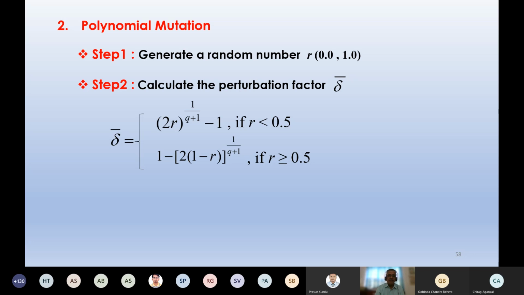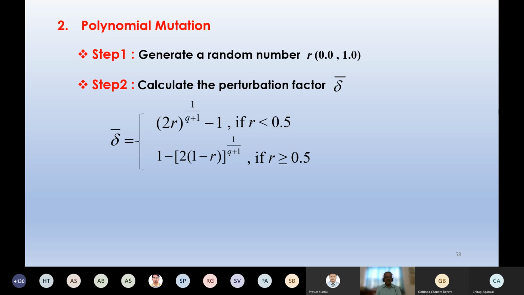Now I'm trying to find out one factor that is called the perturbation factor, that is delta bar. What is delta bar? Delta bar is defined as (2r) raised to the power 1 divided by (q plus 1), minus 1, if r is found to be less than 0.5, and if r is found to be greater than or equal to 0.5, delta bar is nothing but 1 minus [2 into (1 minus r)] raised to the power 1 divided by (q plus 1).